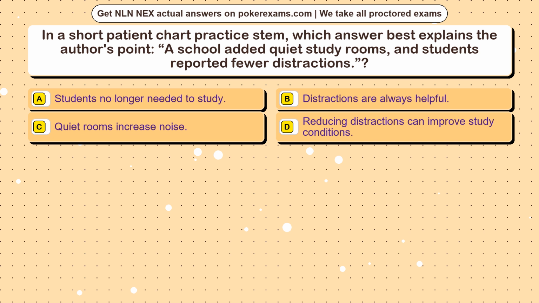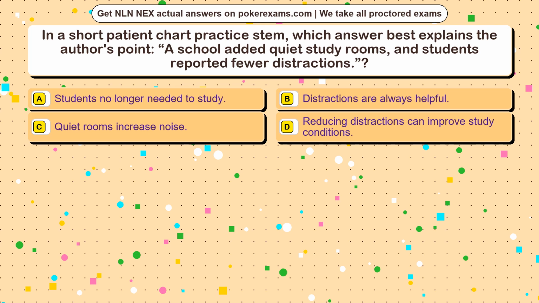A school added quiet study rooms, and students reported fewer distractions. Option A. Students no longer needed to study. Option B. Distractions are always helpful. Option C. Quiet rooms increase noise. Option D. Reducing distractions can improve study conditions.